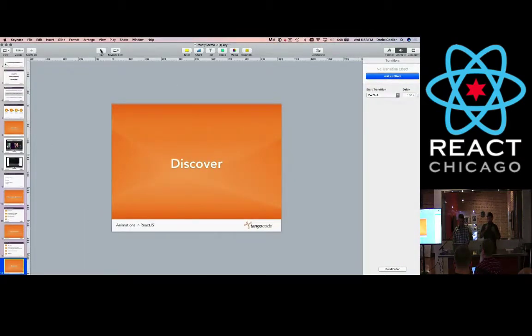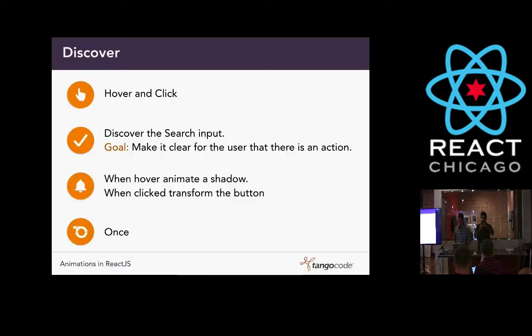Perfect. So what was going on in the Discover? As he said, there are two things that happen. And these two things work as two micro interactions separately. So there are two animations, but we treat them as two different micro interactions. And each of them has a different goal.